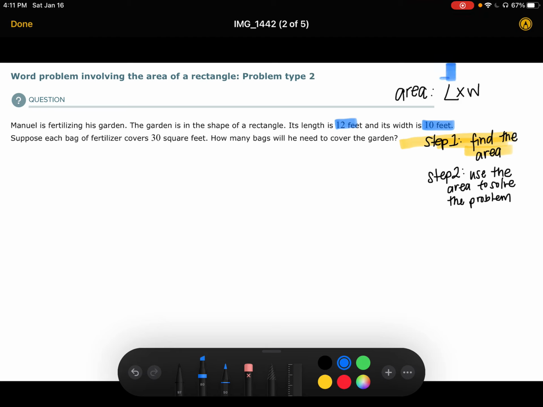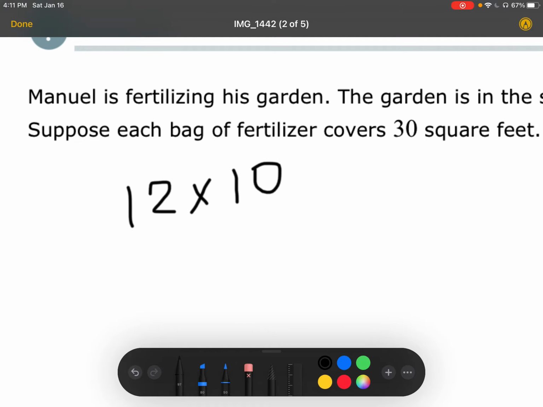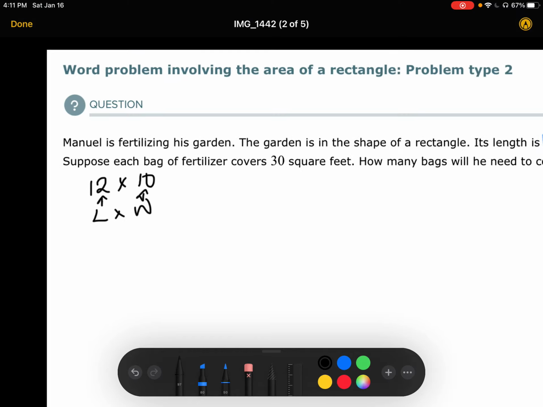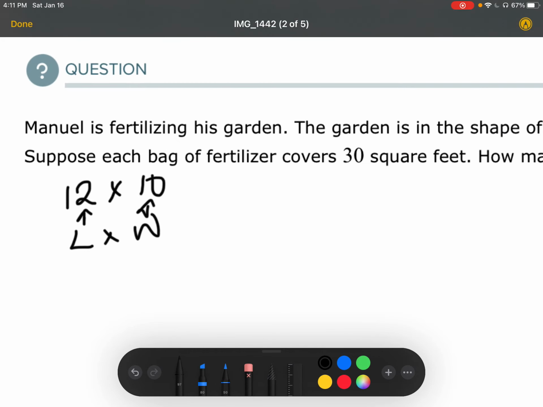So we already know it's length times width. So we're going to go in and we're going to say 12 times 10. Okay, actually, let me zoom in a little bit. So 12 times 10, and I know that because it's length times width, and they already told me those things. These are both feet, so I'll put that there.